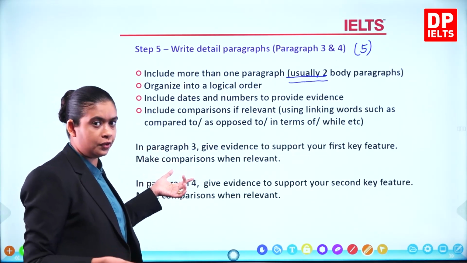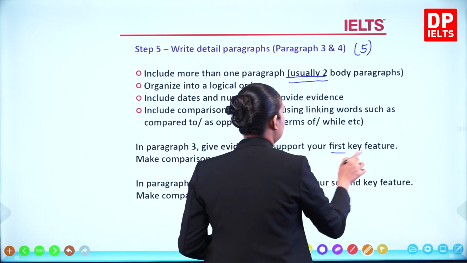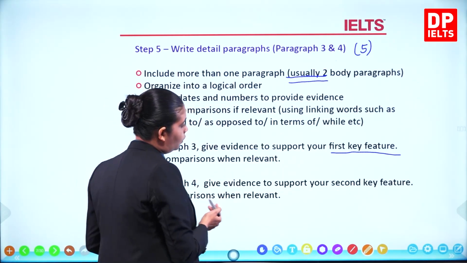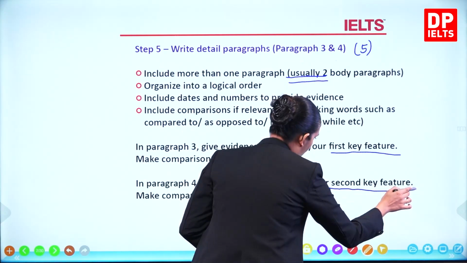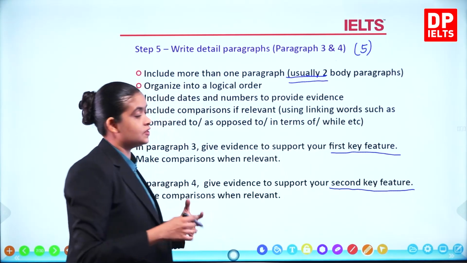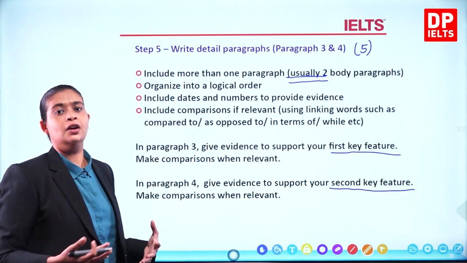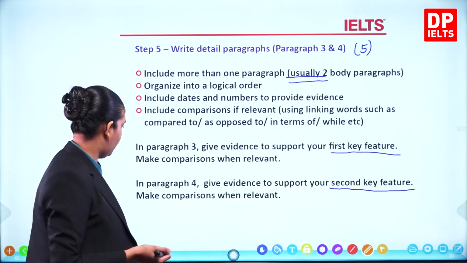In paragraph 3, support your first key feature using the relevant evidence. And in the 4th paragraph, support your second key feature by writing the relevant evidence, right?